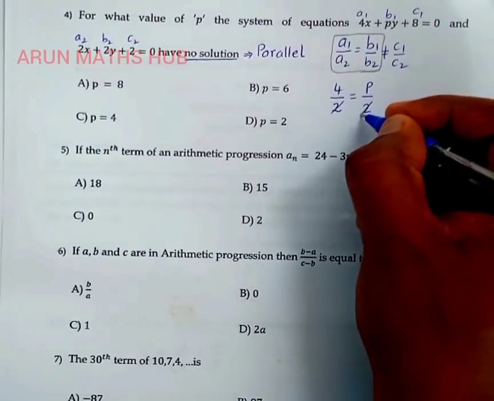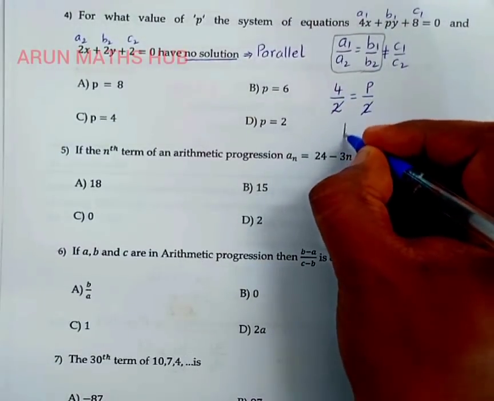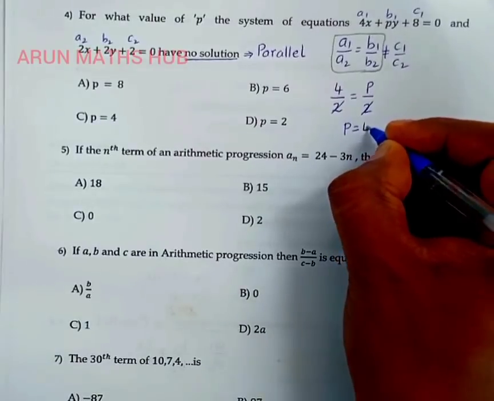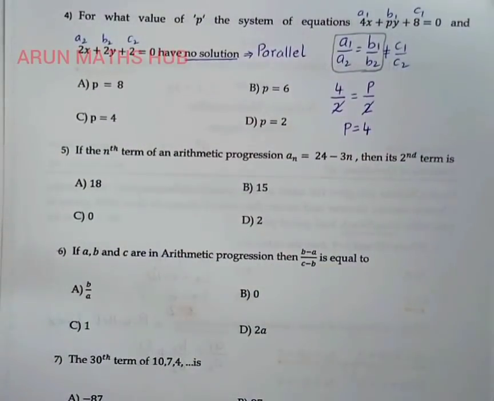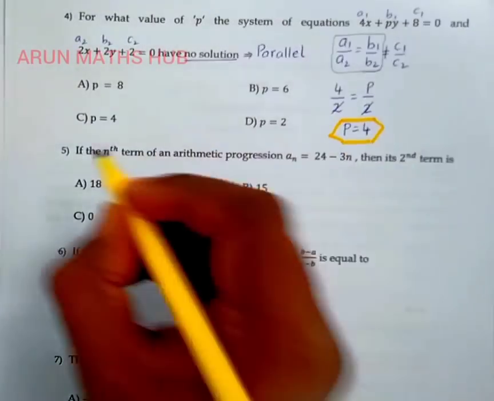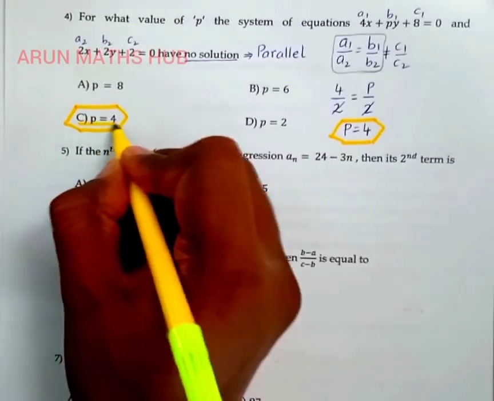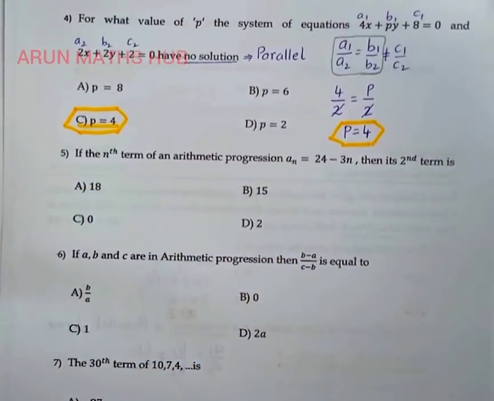Now substituting the values, 2 and 2 will cancel out. We get p equals 4. Therefore, the value of p is 4. The correct answer is option C. Students, in your exam, you can reduce a little bit of steps.